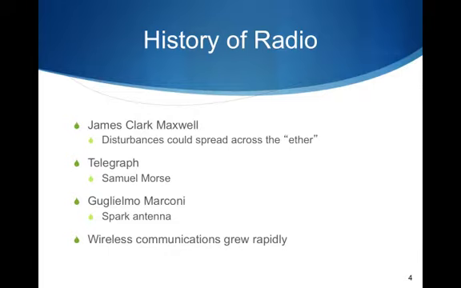Wireless communications grew very rapidly. Early radios operated in either low frequency or medium frequency ranges, and they were subject to a great deal of atmospheric interference, and were therefore reduced to the use of Morse code during that time frame.